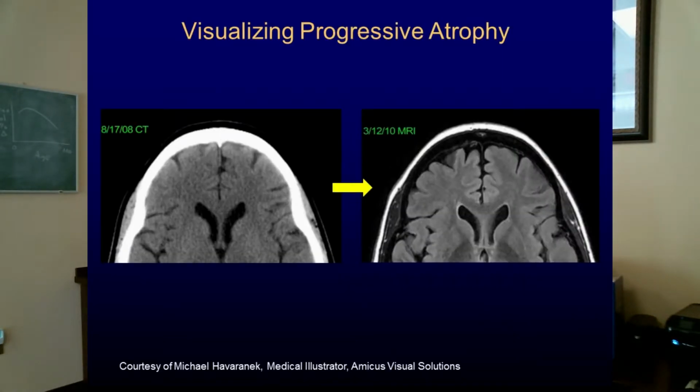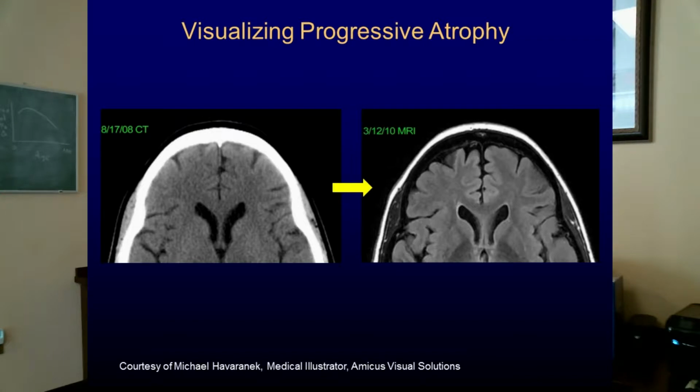That's the importance of the longitudinal design, having a baseline measure in a person and then comparing that to the person's measurement at a later point in time. It's very important in science and statistics and in brain volume measurement. Here we have a morph movie which shows you a good graphical demonstration of that in the brain. This was created by the talented Michael Havranek, who works with Amicus Visual Solutions.